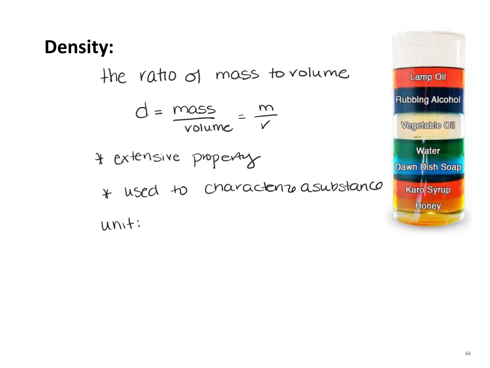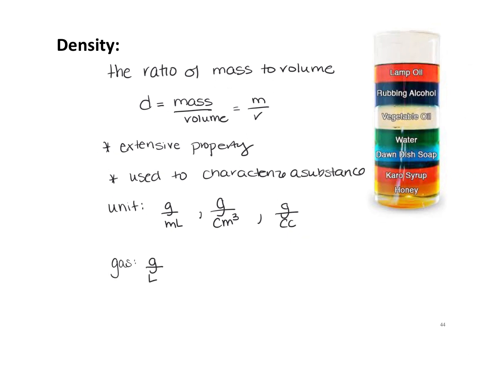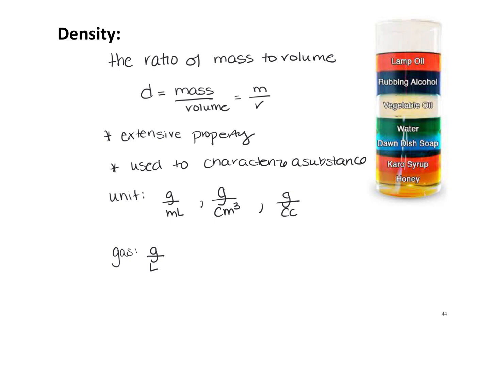Some common units are grams per milliliter, grams per centimeter cubed, and grams per cc. So remember, 1 milliliter equals a centimeter cubed, which equals a cc. For gases, which we'll talk about later, a lot of times it's grams per liter that you'll see for gases. We're going to do some density examples.